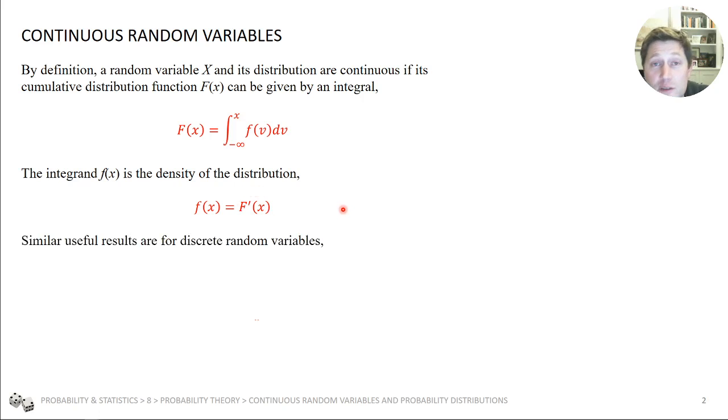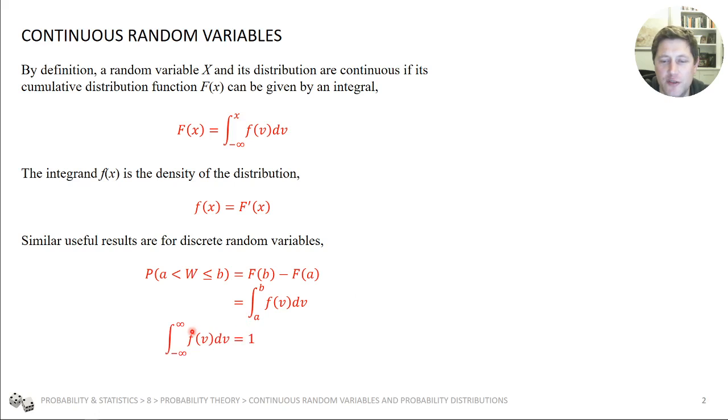The results that we got for the discrete case, they follow on the same way. So the probability that our outcome will be between a and b, that's equal to the difference in the cumulative distribution function at b and a. That's also equal to the integral of our probability density function between a and b. And finally, the integral of the probability density function over the whole range of possible values must be equal to 1.